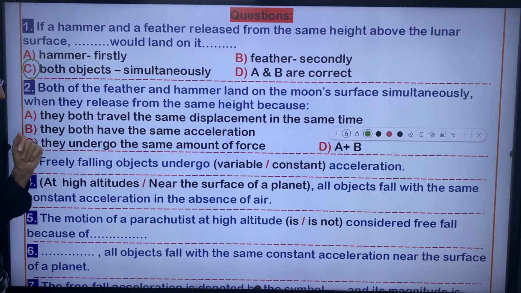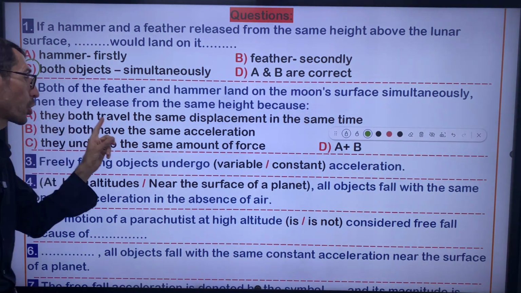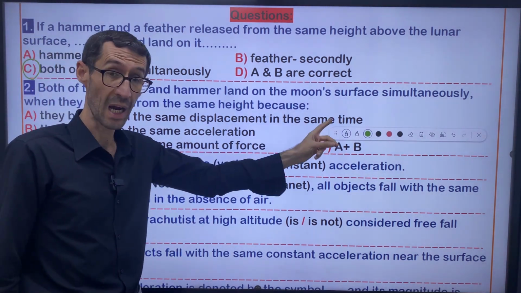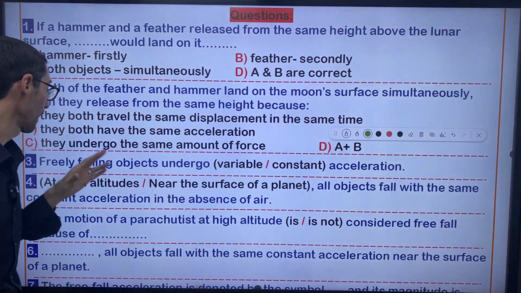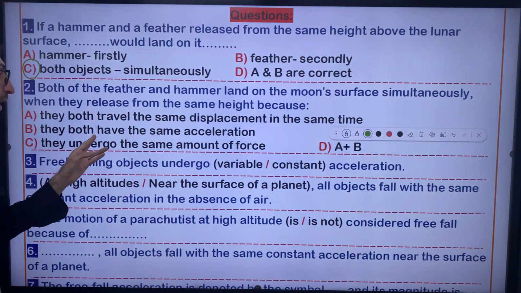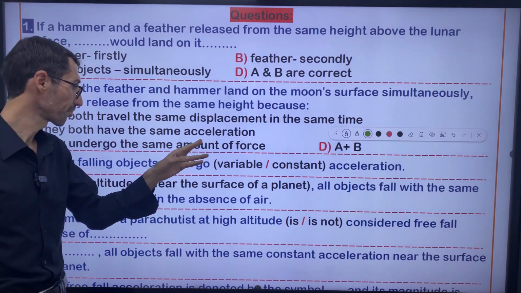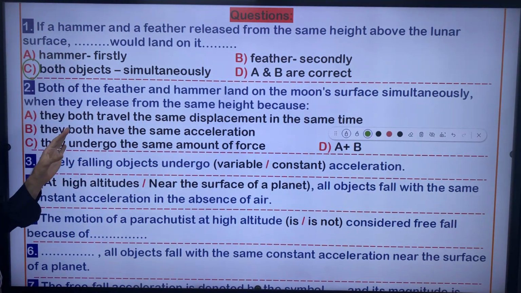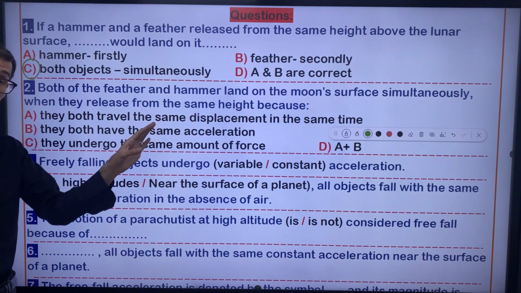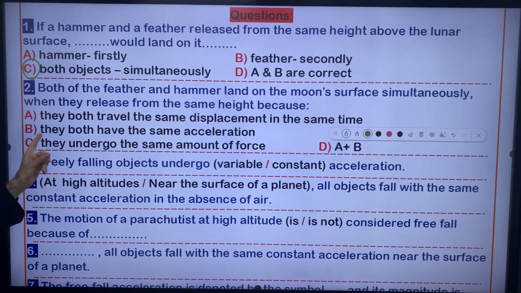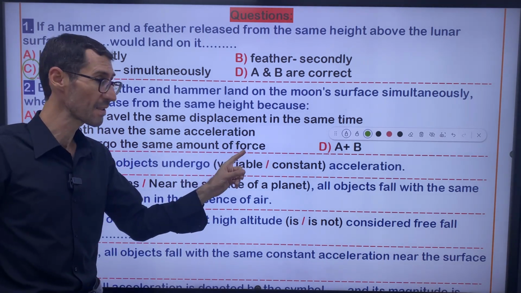Let's read the reasons. A, they both travel the same displacement in the same time. Yes. B, they both have the same acceleration. Yes. C, they undergo the same amount of force.